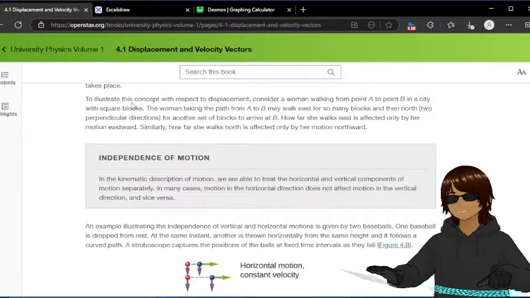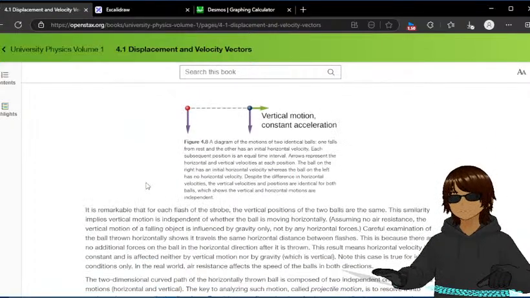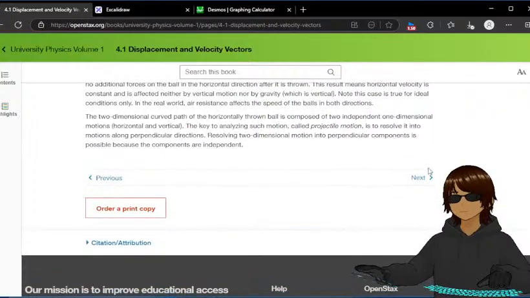To illustrate this concept with respect to displacement, consider a woman walking from point A to point B in a city with square blocks. The woman taking the path from A to B may walk east for so many blocks, then north for another set of blocks to arrive at B. How far she walks east is affected only by her motion eastwards. Okay, I get the point.